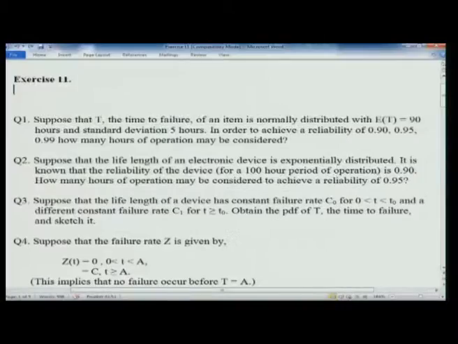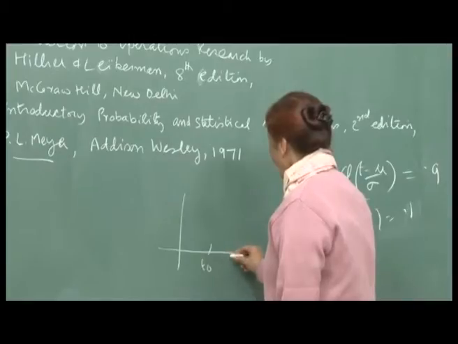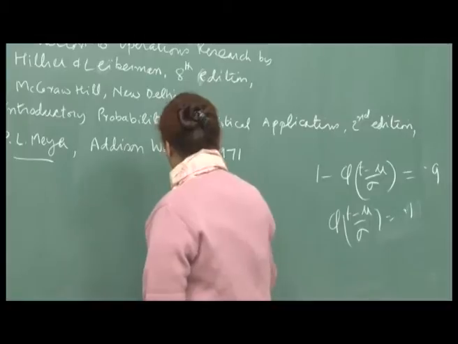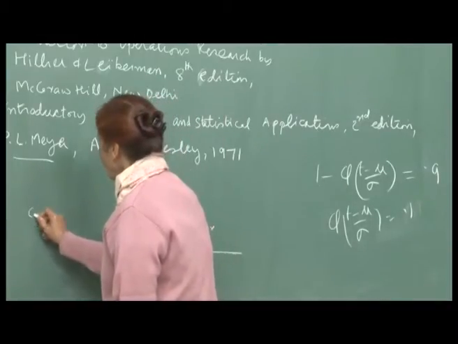Question 3. Suppose that the life length of a device has constant failure rate C0 for 0 less than t less than t0, and a different constant failure rate C1 for t greater than or equal to t0. Obtain the PDF of T, the time to failure, and sketch it. The sketching part I will leave to you, but all that this is saying is that up to t0 you have one failure law, and after t0 you have another failure law. But at the point t0 the two must meet, right. So, what you will say is that C0.